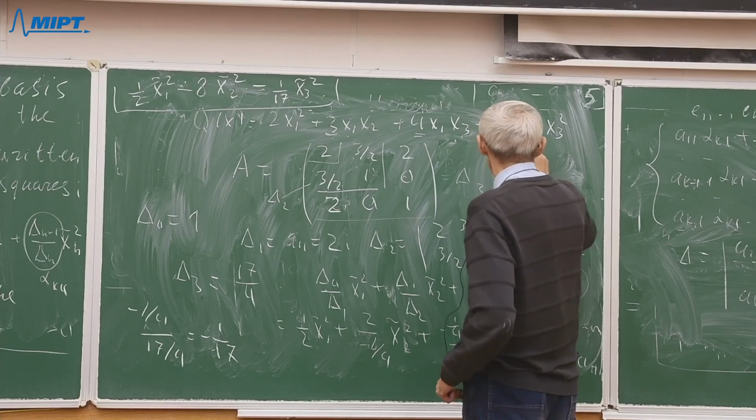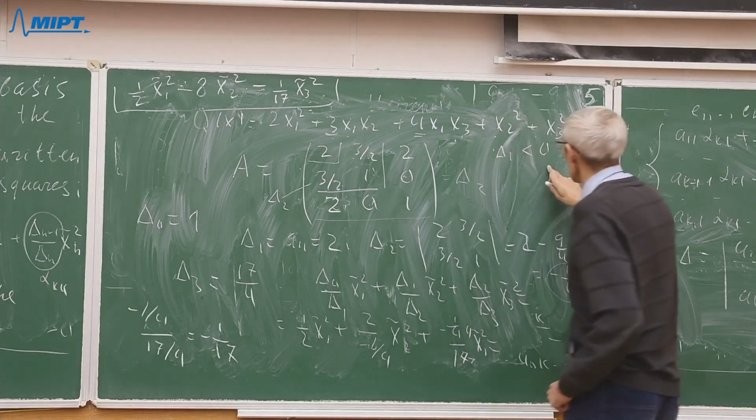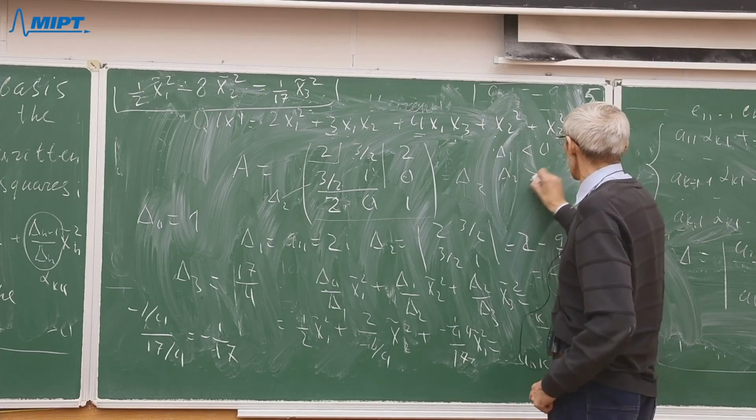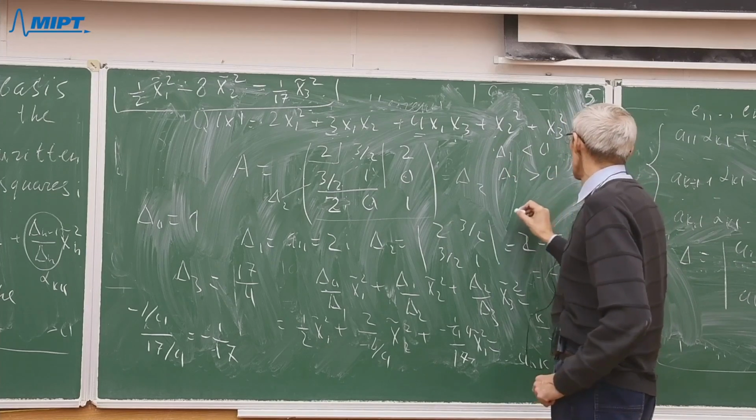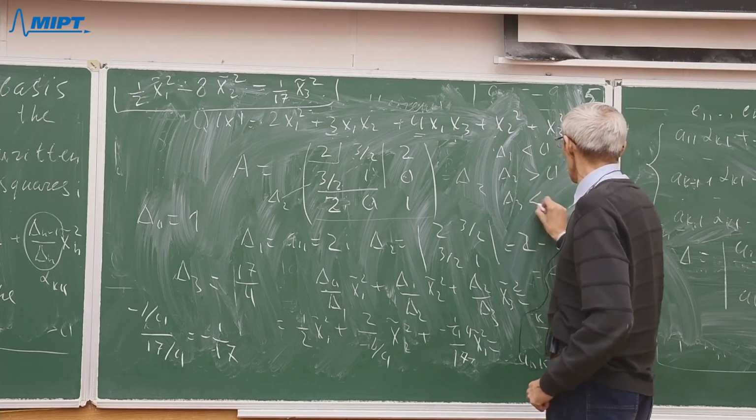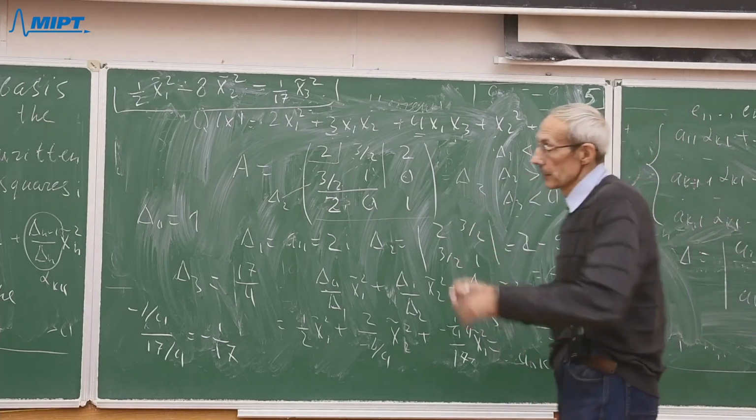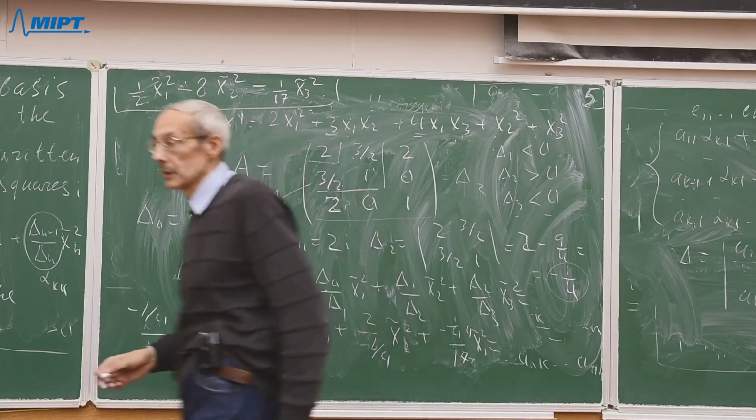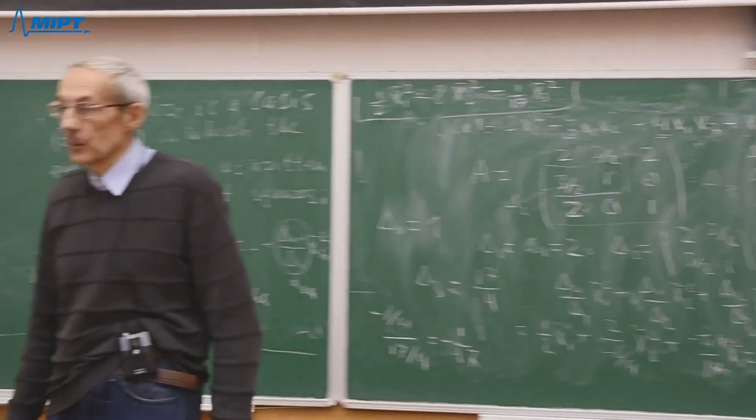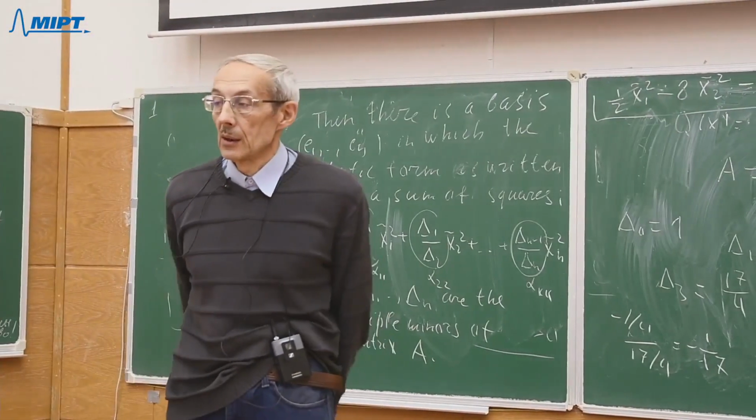Delta 1 less than 0, delta 2 greater than 0, delta 3 less than 0, and so on. In this situation, the ratio of these coefficients is negative, and we obtain the criterion for negative definiteness of the quadratic form.